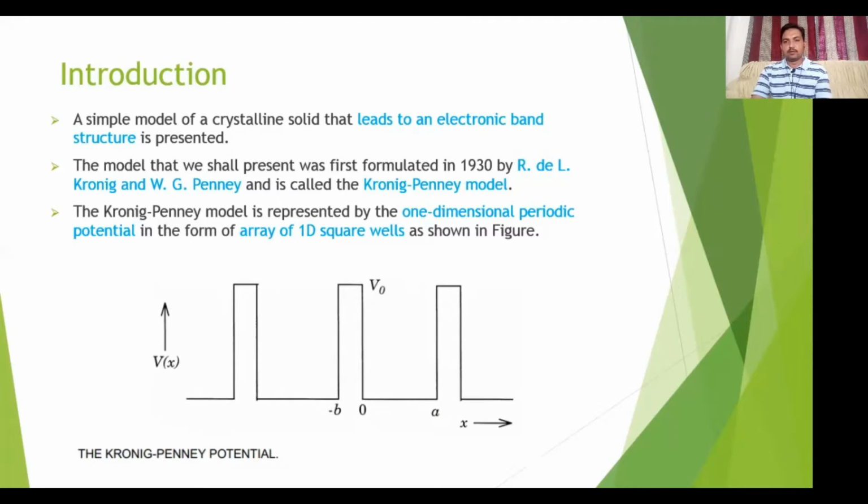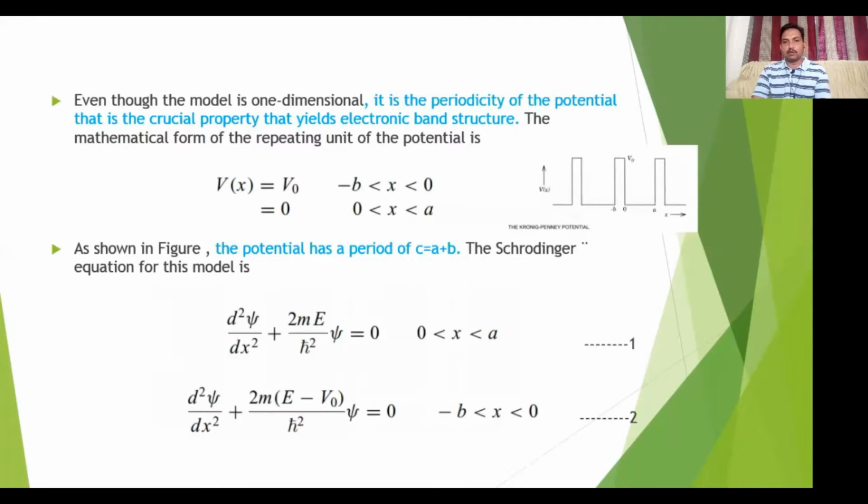So let's have a more deep look at this. Again, I have mathematically written the relationship of the potential with respect to the x-axis. V of x has value V0 for the space between minus b to 0, and the potential has value 0 for the space between 0 to a.